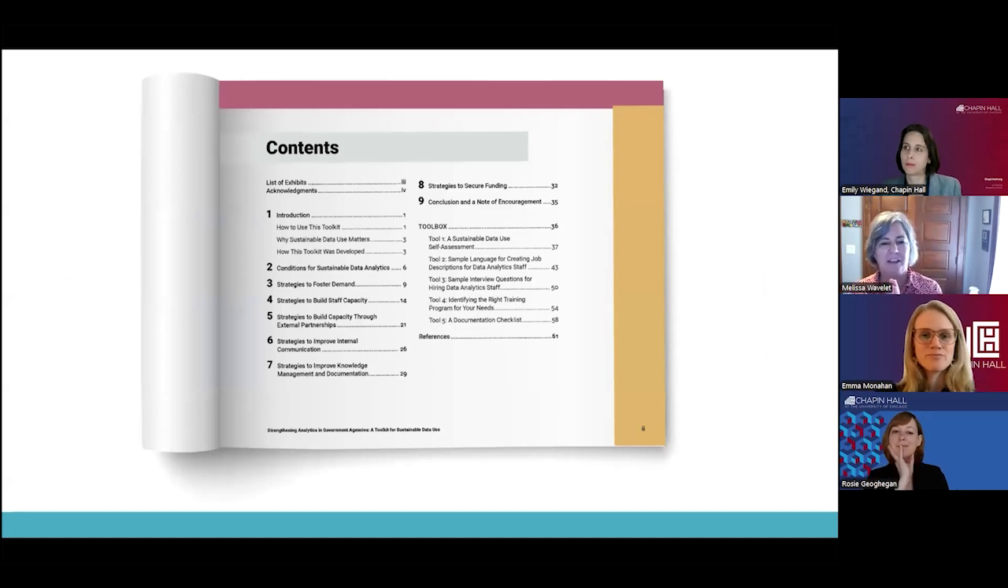So this is the table of contents. Think of it like a trailer to the movie. It gives you a sense of the breadth of the topics in the toolkit that you can dig into, even though we won't have time to cover them all today.